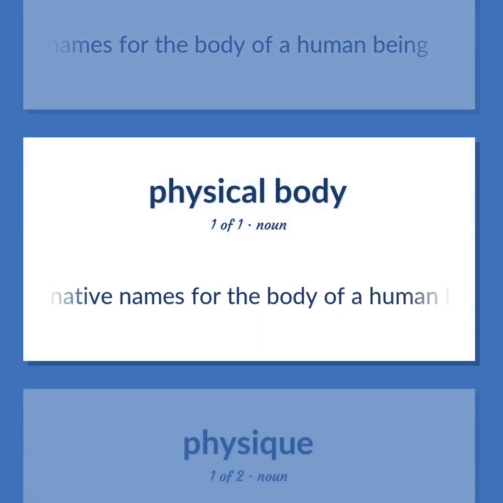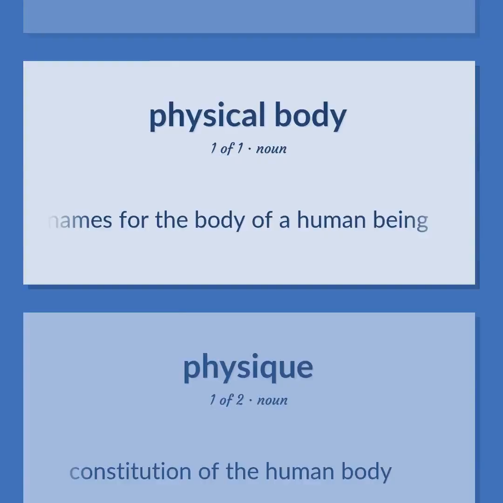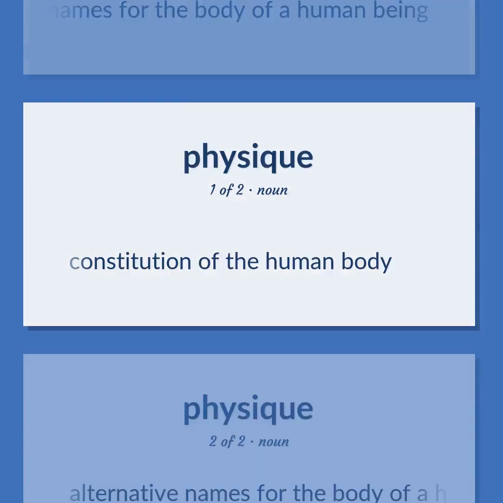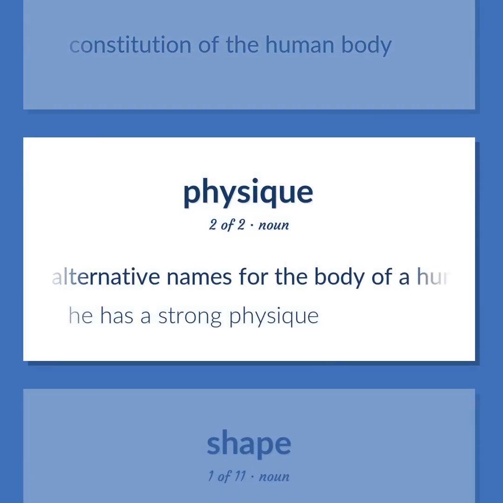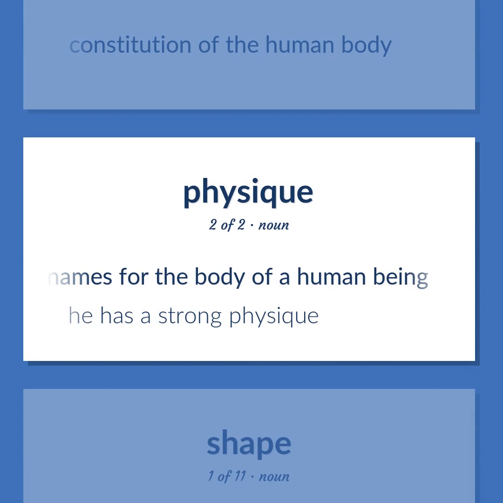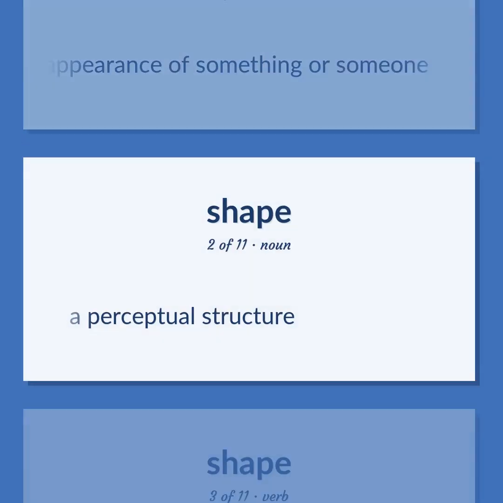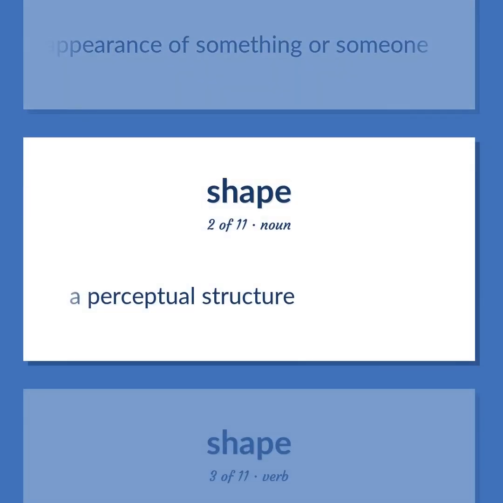Alternative names for the body of a human being. Constitution of the human body. Alternative names for the body of a human being. He has a strong physique. The visual appearance of something or someone. A perceptual structure.